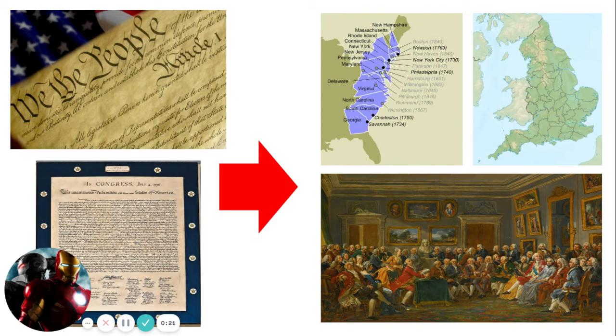The first thing we want to touch on and remind ourselves of is that there are three major influences on America's primary political documents, including the Constitution and the Declaration of Independence. First, we have influences from English history, such as the Magna Carta, the Glorious Revolution, and the English Bill of Rights, among others.